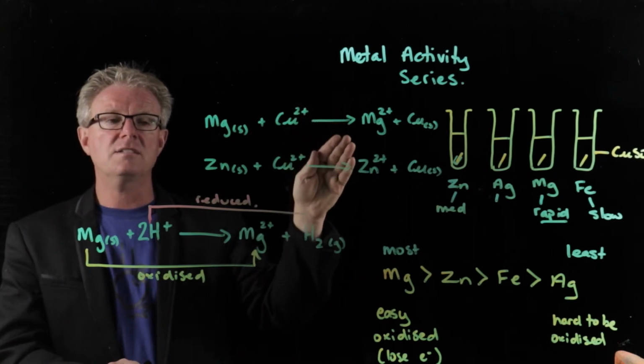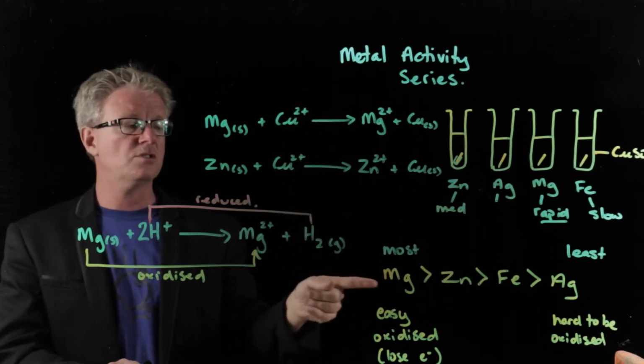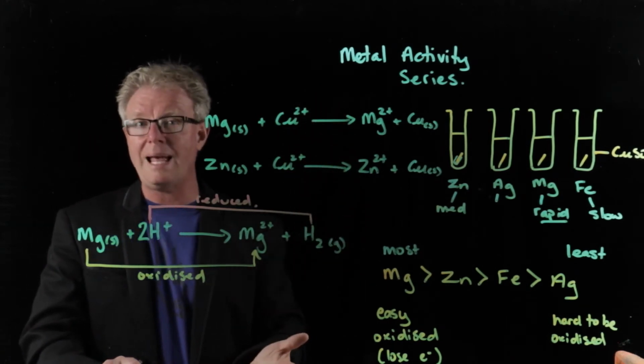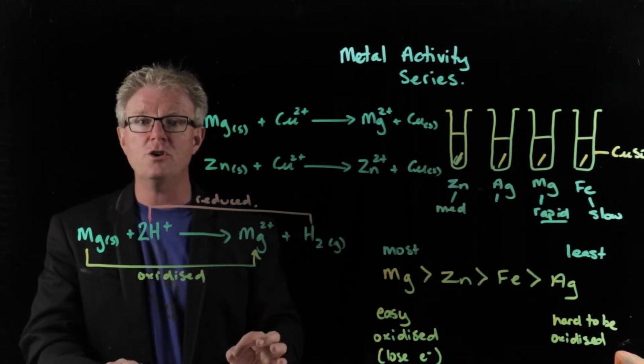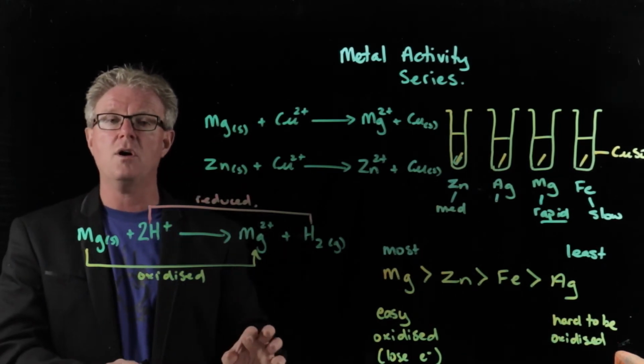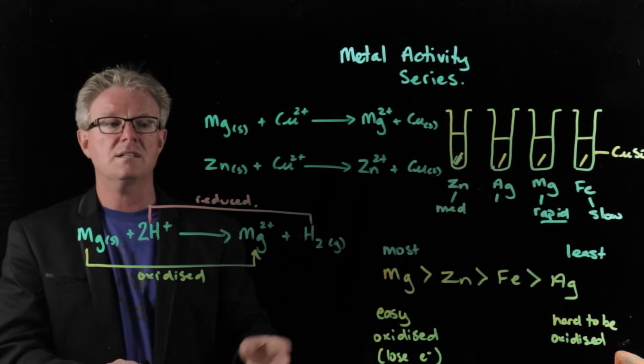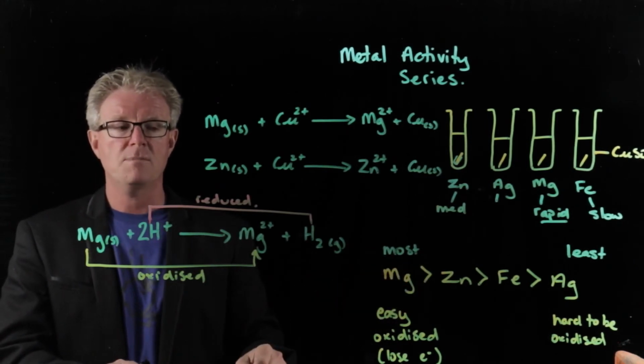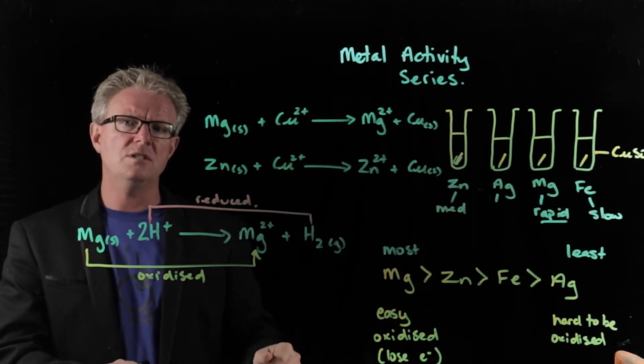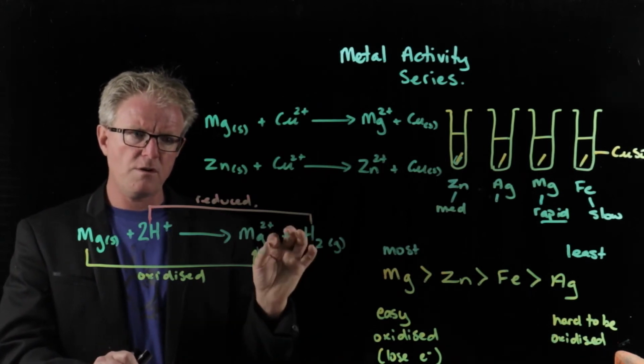And that series shows the most reactive at the top, the most easily oxidized. And as you go down the list, they become less and less reactive until you get down the bottom where you've got platinum. Platinum is a very inert metal. It does not oxidize very easily, and so therefore it's way down the bottom there. So that's called the metal activity series, and very, very important.